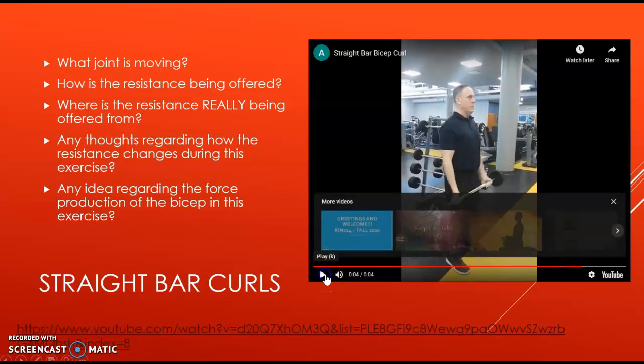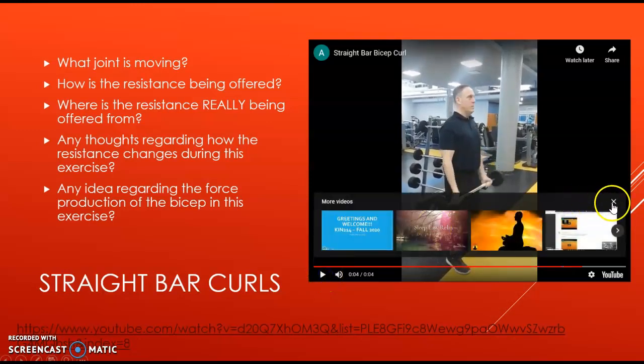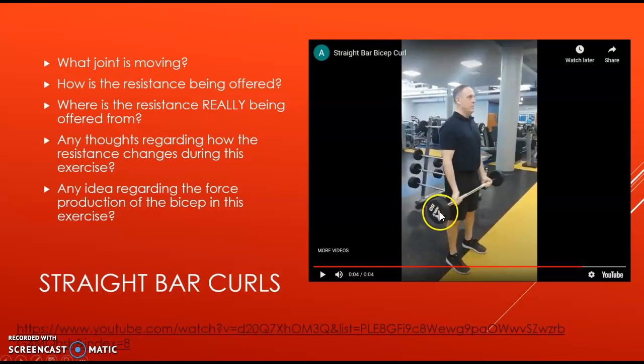Look at them biceps, man. Holy cow, swole.